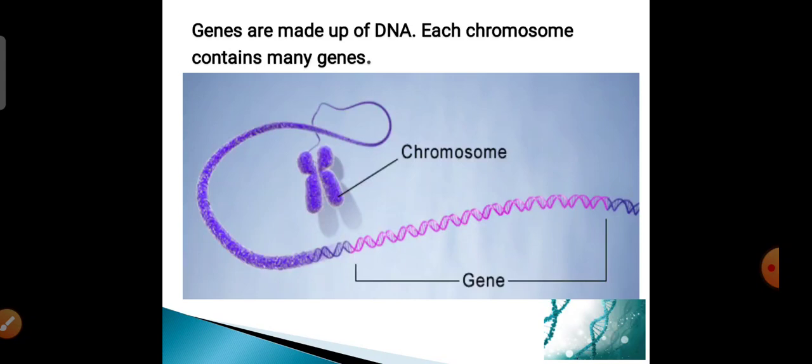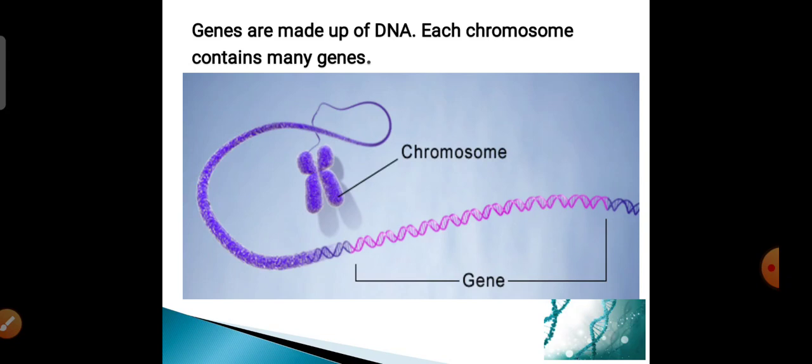Okay. Now, today we are going to discuss what a gene is, what the various units of a gene are, especially what is a cistron, what is a muton, and what is a recon. Now, genes, as we said, are made up of DNA, and each chromosome contains many genes.